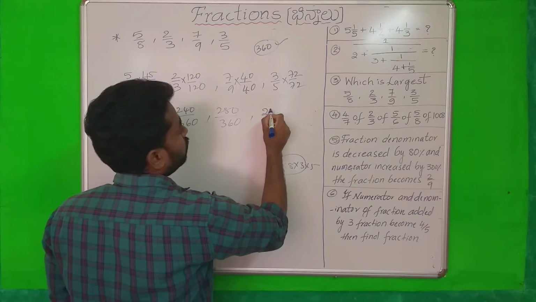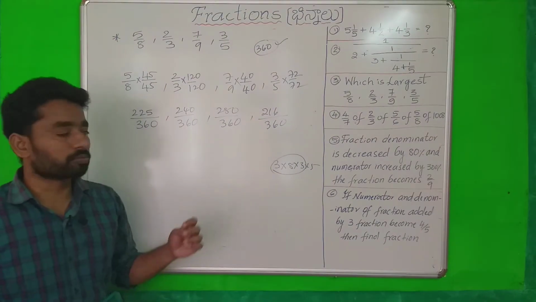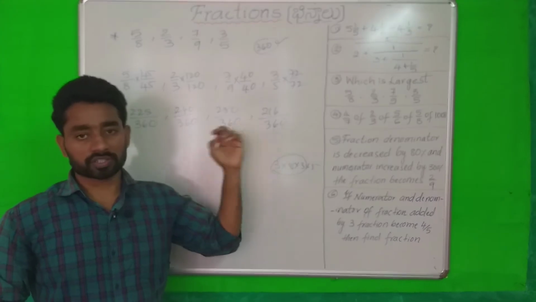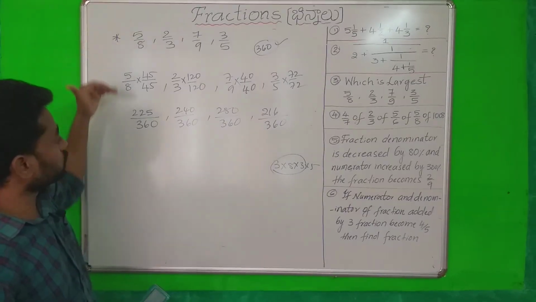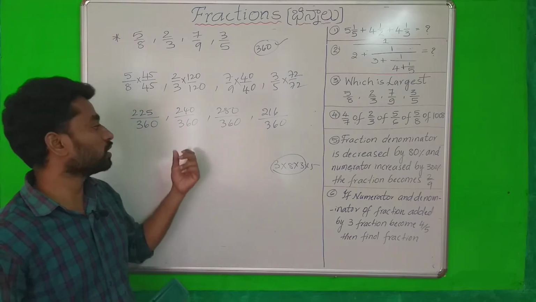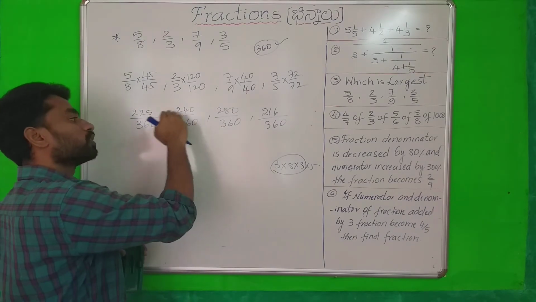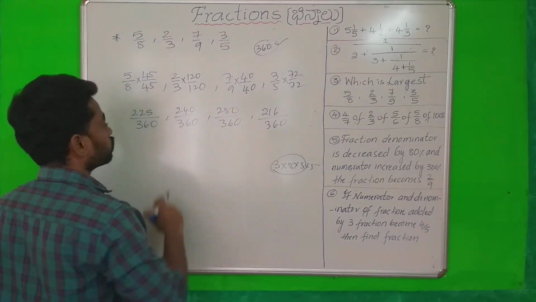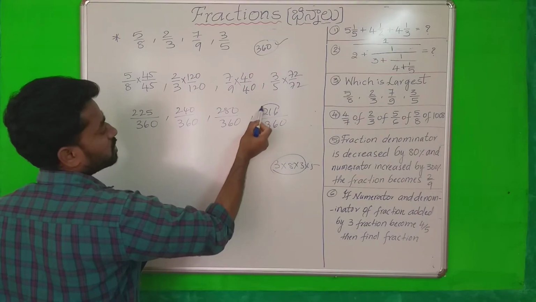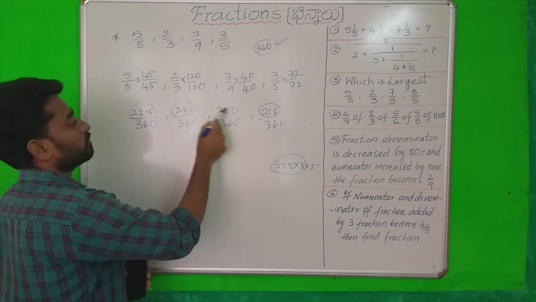216 by 360. Now you can observe these are like fractions, and these are equivalent to the originals. Equivalent fractions. So now we can do the comparison. How can you compare that? Just compare the numerators. So what are the numerators? First 216 is the smallest, and next 225, 240, finally 280.